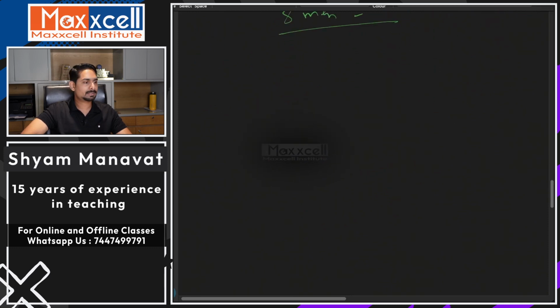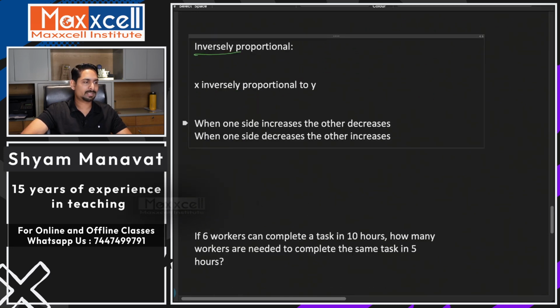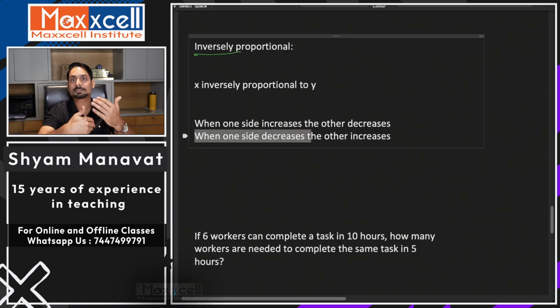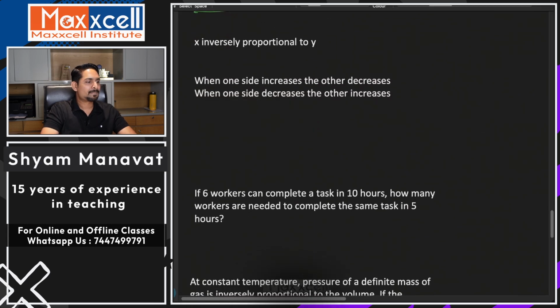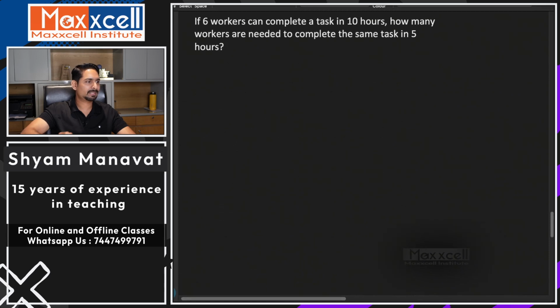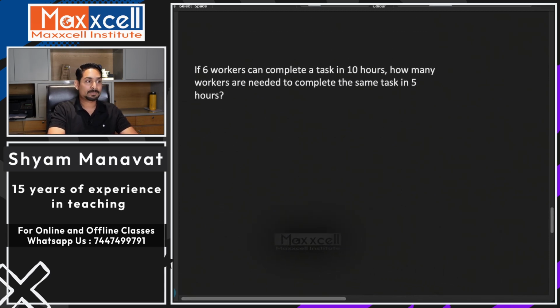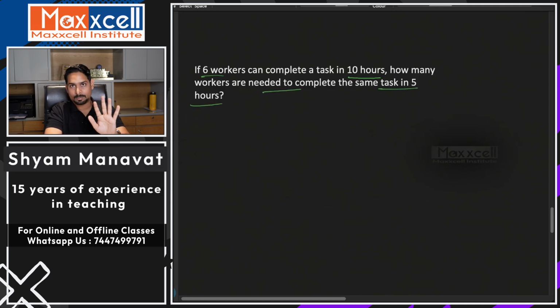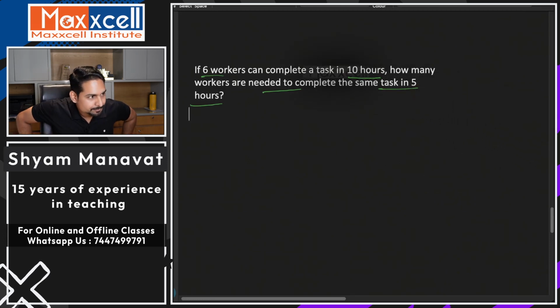So let's see the question. How do we identify inverse proportion? If one side increases, the other decreases; if one side decreases, the other increases. Inverse effect. Let's see this question. We have solved this type of question. If there are 6 workers, they can complete a task in 10 hours. How many workers are needed to complete the same task in 5 hours? Pause the video, try attempting this question.